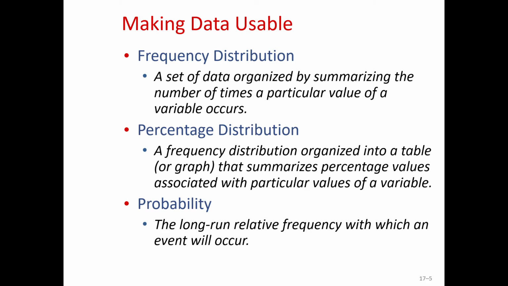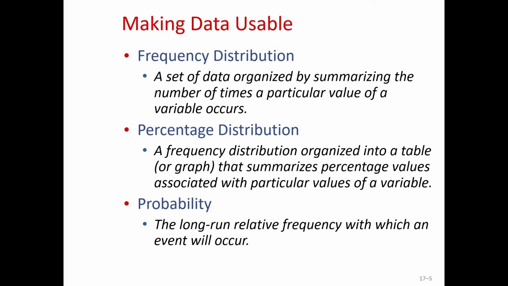A similar method of describing the data is to construct a distribution of relative frequency or a percentage distribution. To develop a frequency distribution of percentages, we need to divide the frequency of each value by the total number of observations and then multiply the results by 100. Probability. Probability is the long-run relative frequency with which an event will occur.